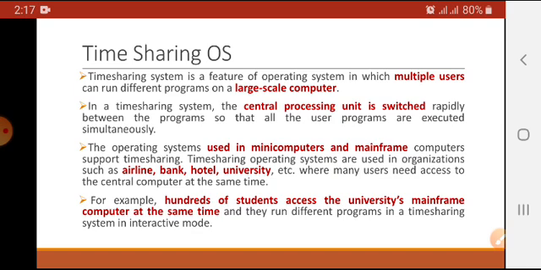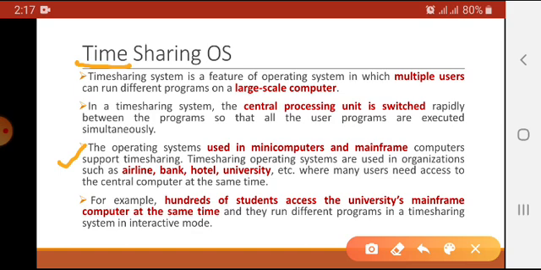Or in simple words, you can say that the time of the operating system or the CPU is shared among the different processes present in the computer. The operating system used in mini computers and mainframe computers supports time sharing. Time sharing operating systems are used in organizations such as airlines, banks, hotels, universities, etc., where many users need to access the central computer at the same time.